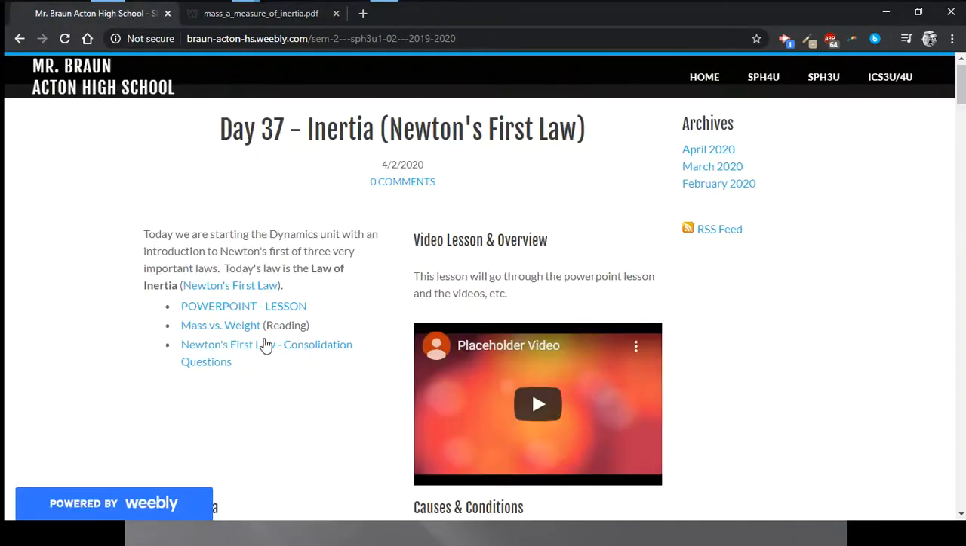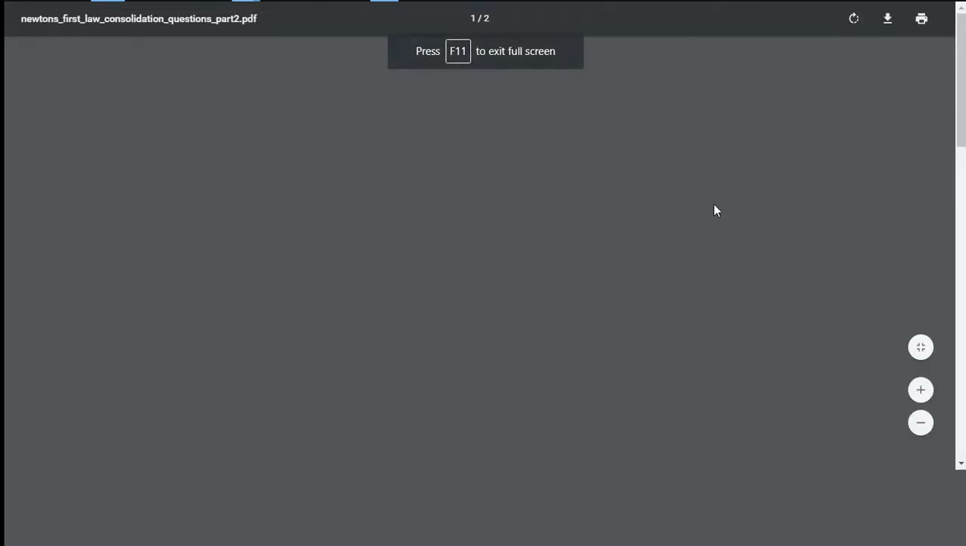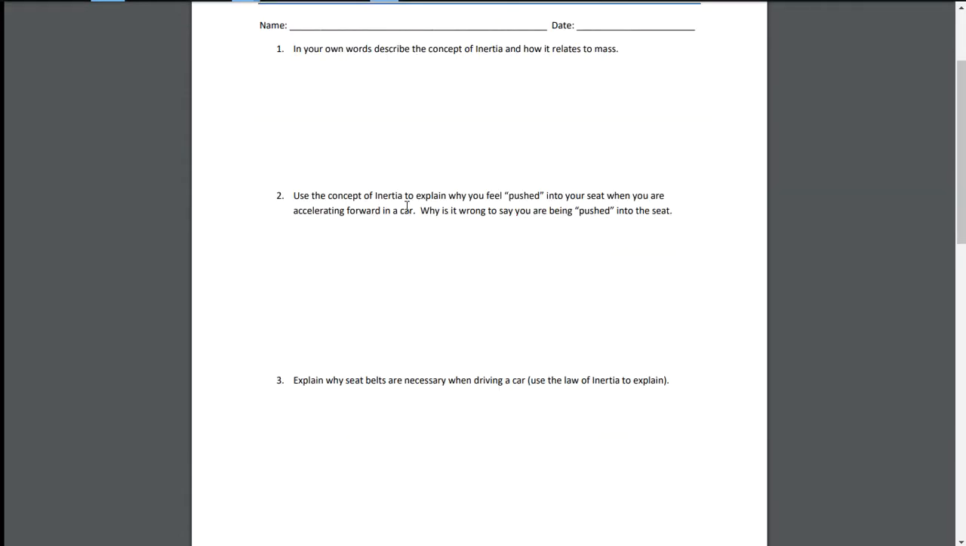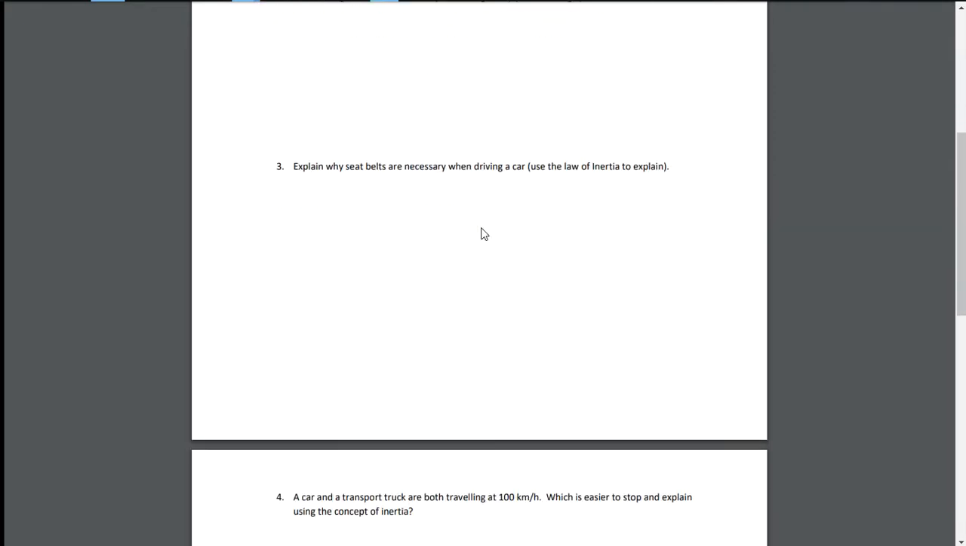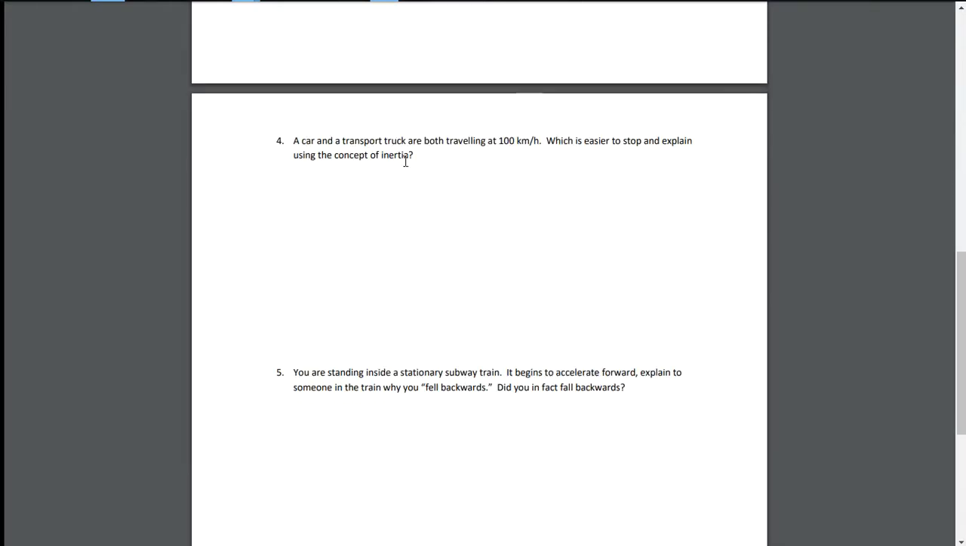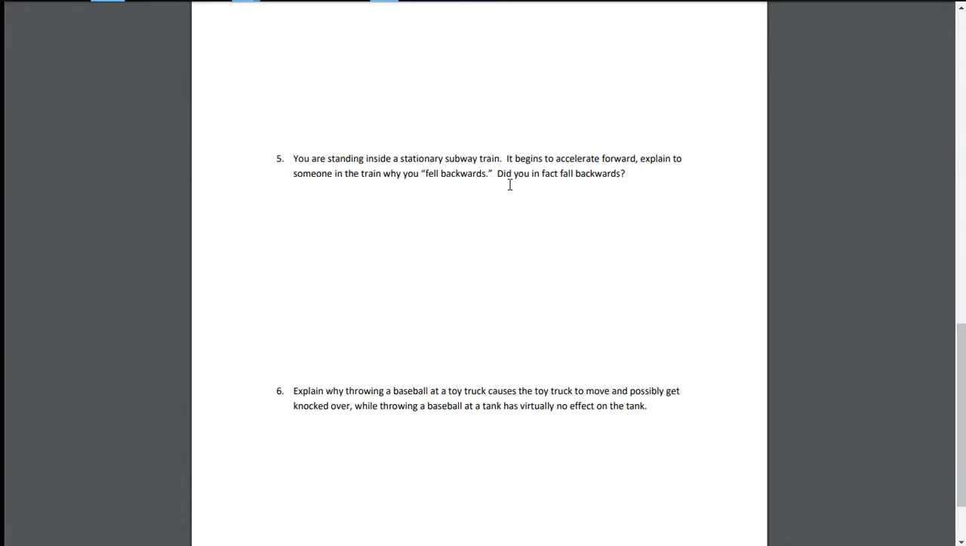Okay, so we come here, and I just want you to do these consolidation questions. The consolidation questions are: in your own words, describe the concept of inertia and how it relates to mass. Again, this is just consolidating what we've learned. Go back and listen to the part about being pushed into your seat while accelerating forward, and we know it's a lie. Explain why seatbelts are necessary. If you're moving fast forward, what happens? Talk about the transport truck and a car both going 100 kilometers an hour: which is easier to stop, and why? Nice, short, concise answers.